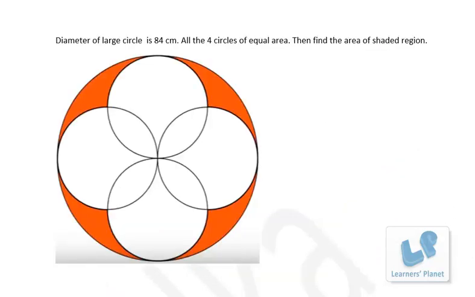Diameter of the large circle is 84 centimeters. All the four circles are of equal area. Then find the area of the shaded region. Okay, so that is one more doubt on geometry, or I can say mensuration.